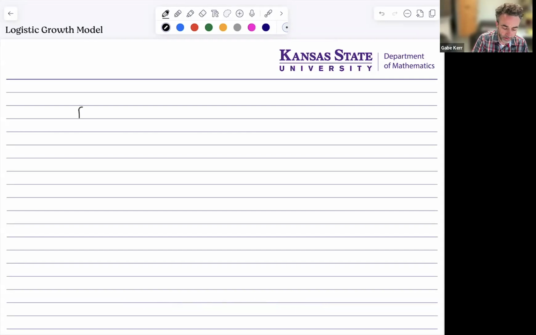So here we have a sequence, P1, P2, P3, and on and on. And what is Pn? This is going to be the population of some species or whatnot at time n. And the idea of a logistic growth model is that populations don't have a stable growth rate.